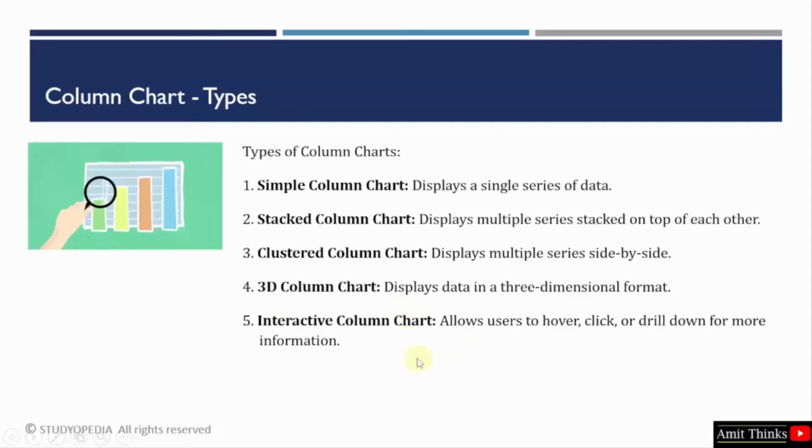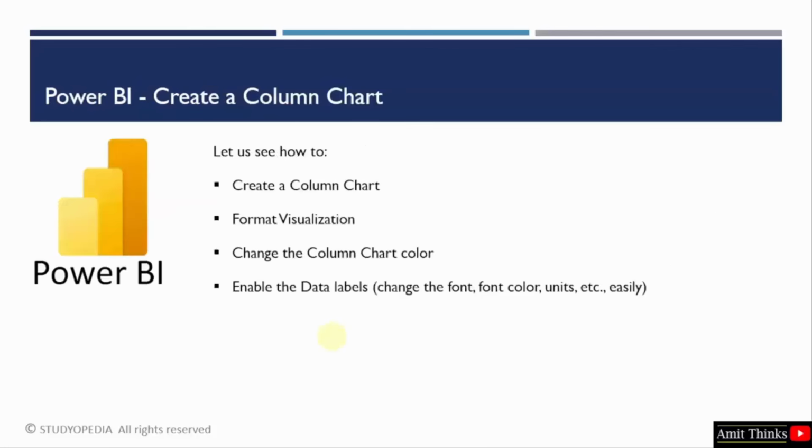An interactive column chart would allow users to hover, click or even to click on a chart to drill down so that you can see the entire information, that is more information section. Here we will see how we can create a column chart. Then we will also learn how to format it. We will also change the column chart color and enable the data labels also. We would also see how to change the font color units easily. Okay, let us see the example.